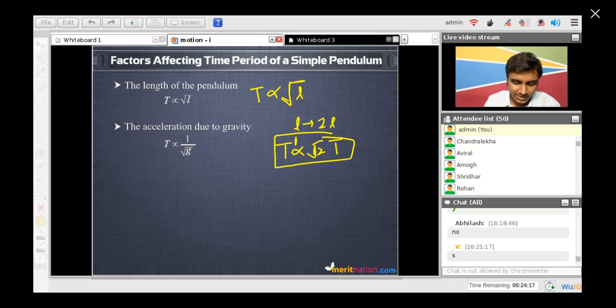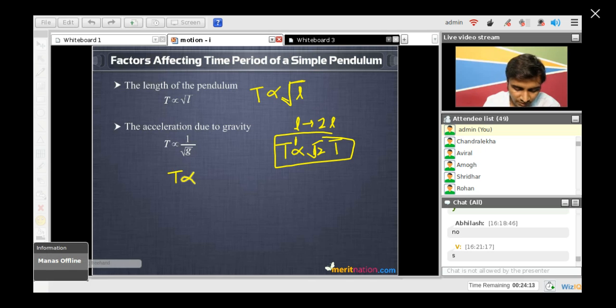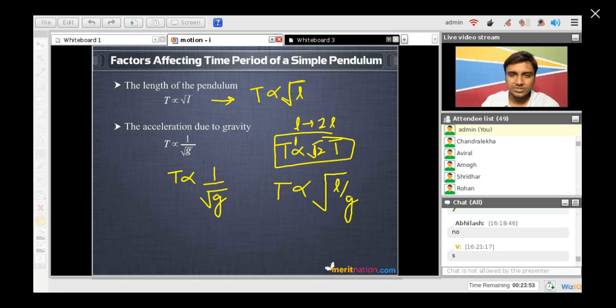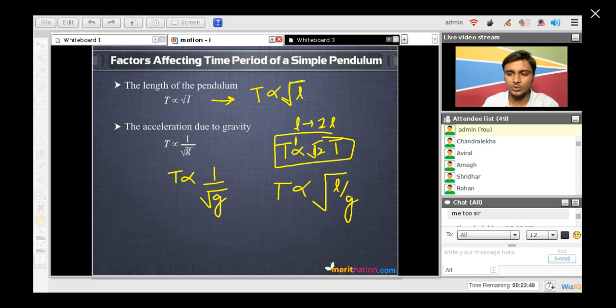Similarly, it is inversely proportional to the under root of gravity, that is proportional to 1 by under root g. T is proportional to under root L, and inversely proportional to under root of g. So can I say that T is proportional to under root L upon g? This you have to remember. Don't get into the history, geography of this formula, just remember it. You will get to know about this formula in class 11th and 12th. Is it clear to every one of you?